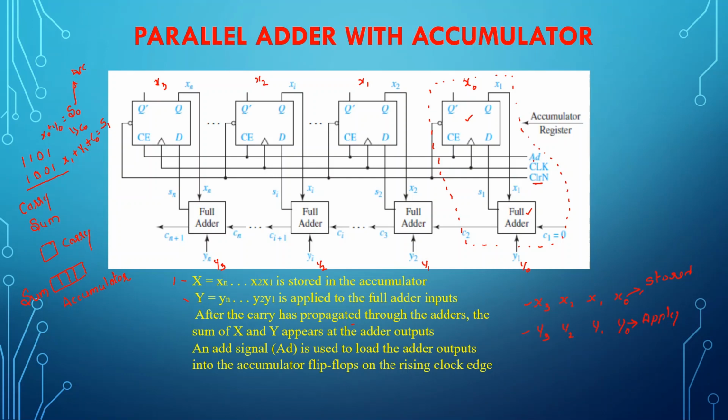Once you give the add signal, my first number will be added to the second number, and it is going to generate your sum, and it is going to generate the carry. The carry will be carried forward to the next stage, and the sum will be stored in the same accumulator where you have stored the first number.